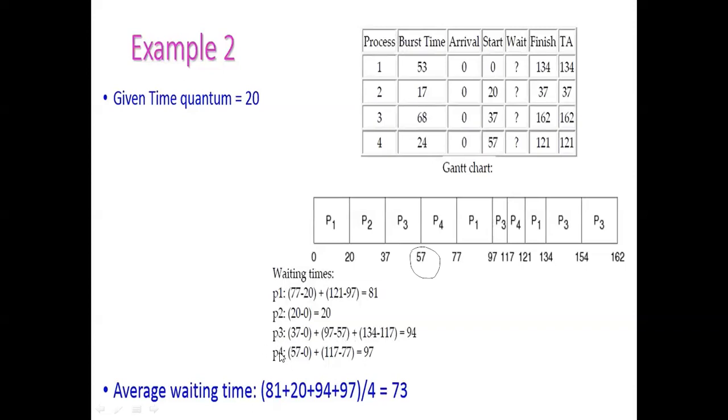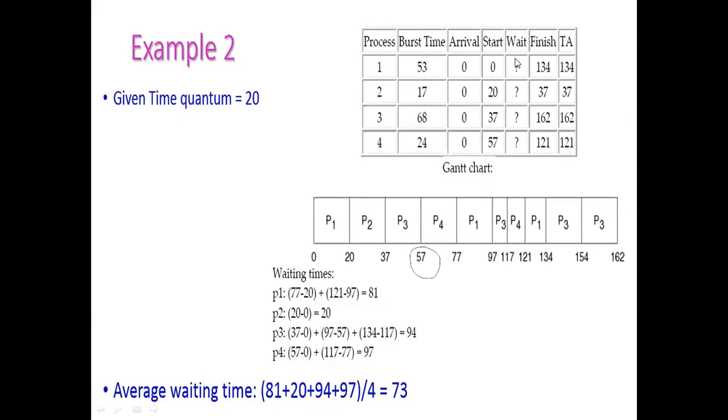Next, we need to calculate the waiting time for the process P4. The waiting time for P4 is 57 minus 0. Next, we need to find where P4 comes again: 117 minus 77, that is the ending of this P4 slice. So 57 minus 0 plus 117 minus 77. 57 plus 40, you get 97 milliseconds for the process P4. This will be the waiting time.